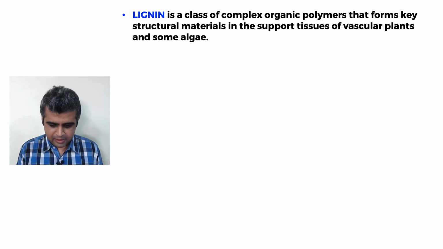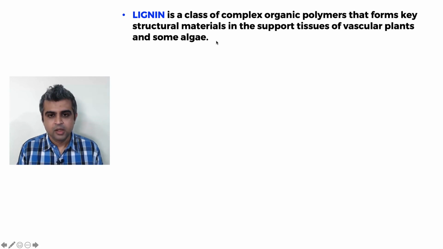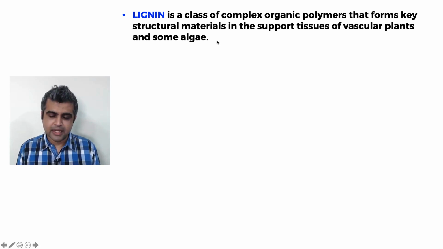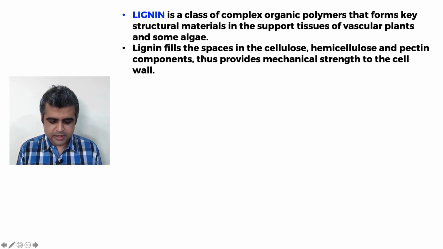Lignin is a class of complex organic polymers that forms the key structural materials in the support tissue of vascular plants and some algae. As we move with the syllabus, this line will become more clear, but for now you need to know lignin provides support. Now how does it basically provide support? Lignin fills the spaces in the cellulose, hemicellulose and pectin components, thus providing mechanical strength to the cell wall.